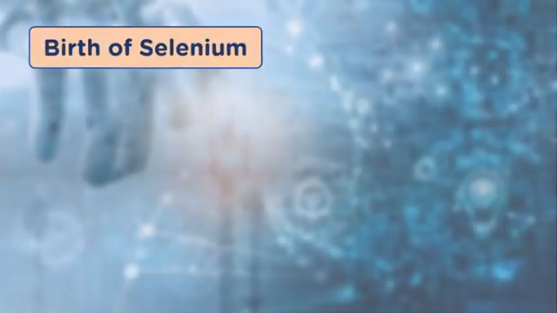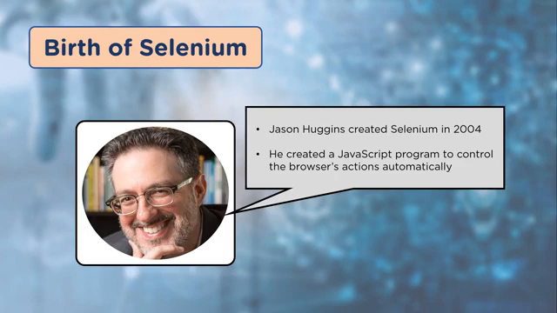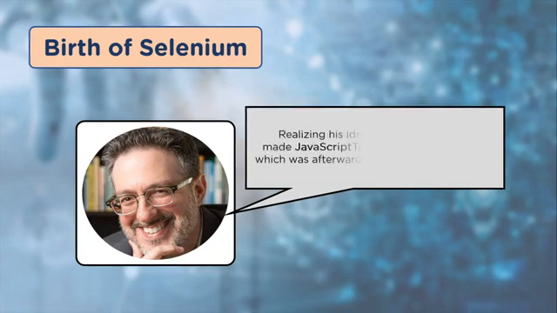Selenium was primarily created by Jason Huggins in 2004. Jason, an engineer at ThoughtWorks, was working on a web application that needed to be tested frequently. He realized that the repeated manual testing of the application is becoming inefficient. So he created a JavaScript program that automatically controlled the browser's actions. This program was named JavaScript Test Runner.